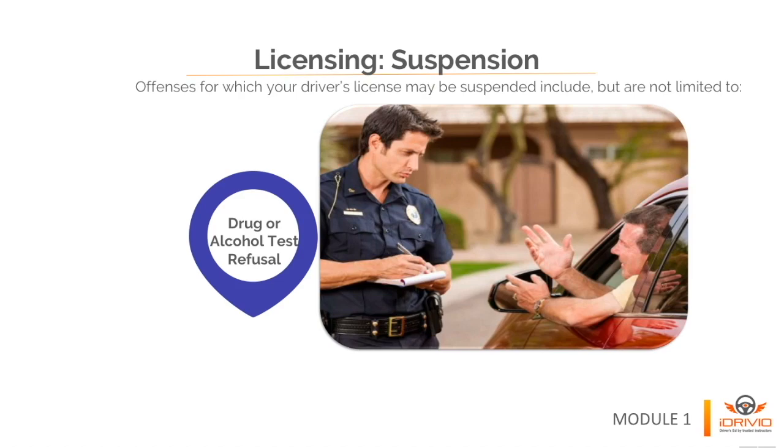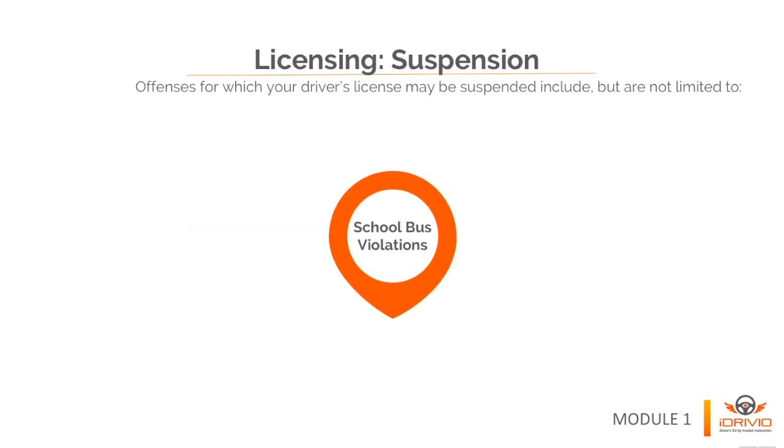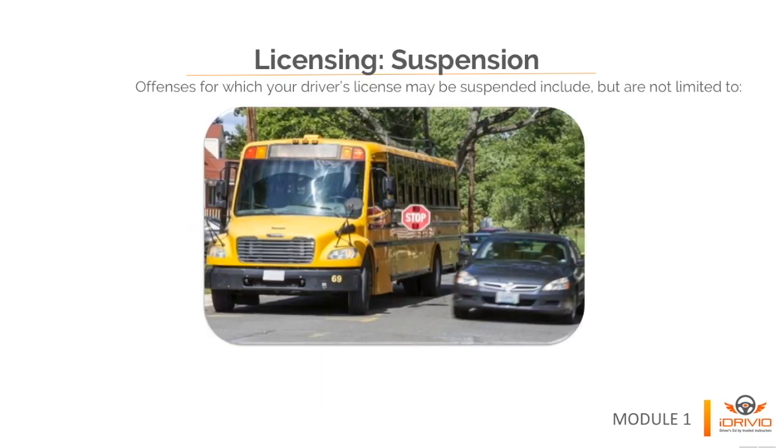A drug or alcohol test refusal occurs when you refuse to undergo any testing for drugs or alcohol after being arrested for DUI. School bus violations. A school bus violation occurs when you fail to stop for a school bus that is picking up or dropping off children, or fail to pay 5 or more moving violation tickets for not yielding to a stopped school bus. These moving violation tickets may be issued in person by an officer who observes the violation, or will be mailed to you if the violations are recorded by a traffic camera.